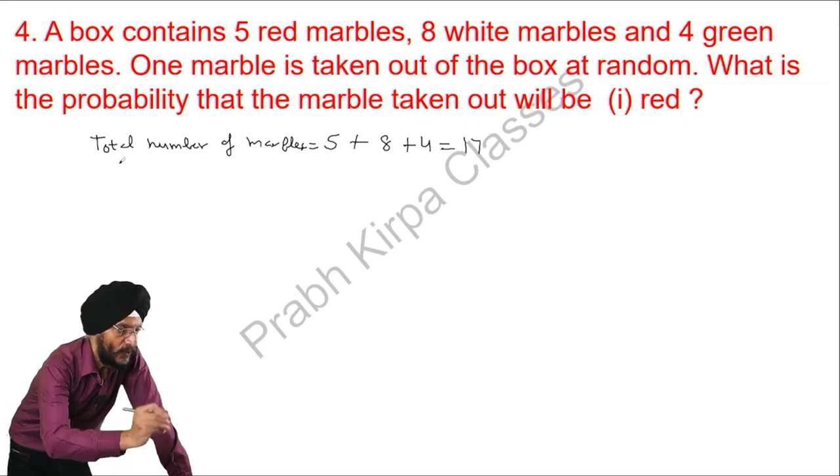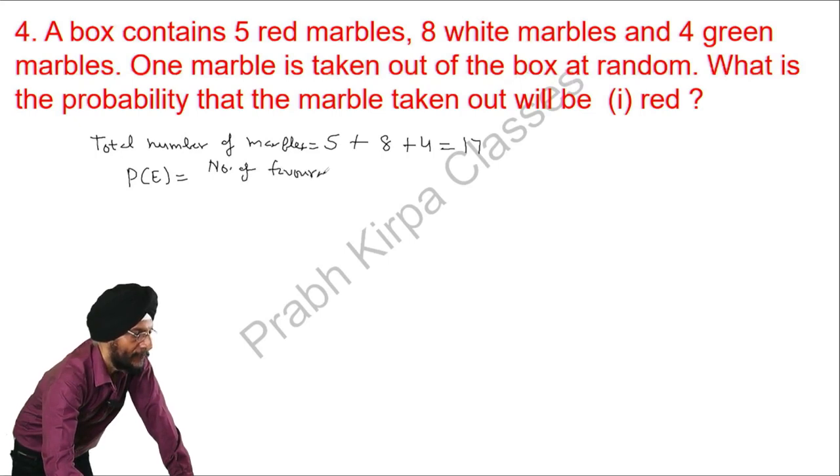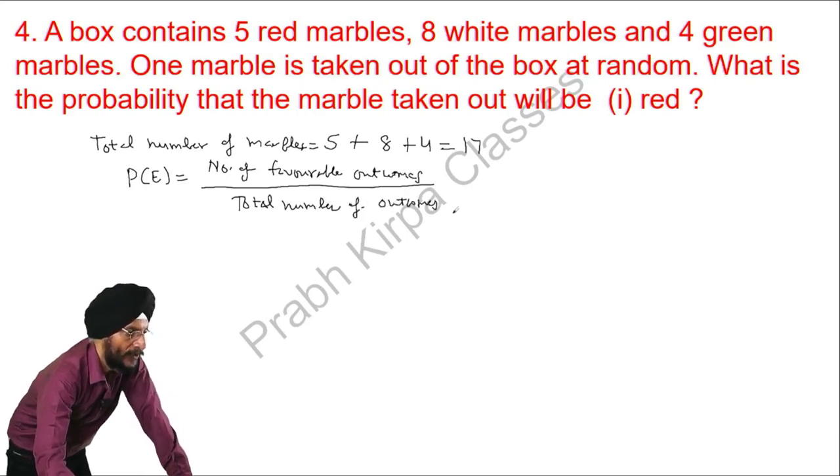Here, to find the probability, we will use the formula: probability of occurrence of the event is equal to number of favorable outcomes divided by total number of possible outcomes.